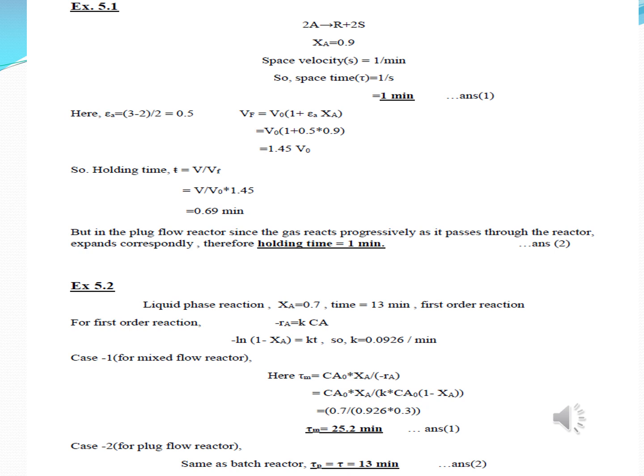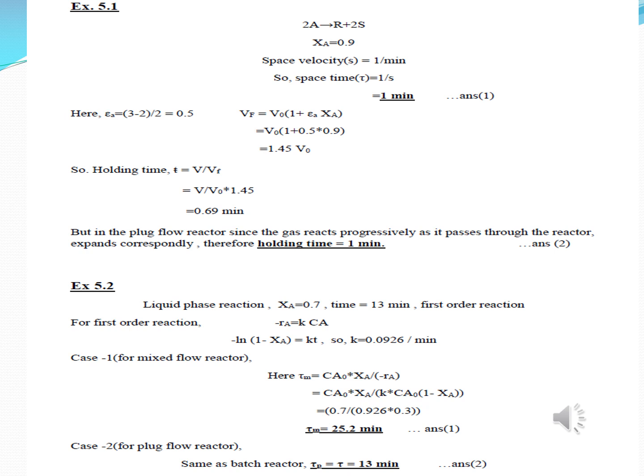In the second problem, you can see we were given the conversion of 70%, that is XA equal to 0.7. Time was given as 13 minutes, so it's a first order reaction. For a first order reaction, we know that minus rA is equal to k CA, and minus ln(1 minus XA) is equal to kt. This was already developed in chapter number 3, you already know that. So here we calculate the k value, 0.0926, the reaction rate constant.